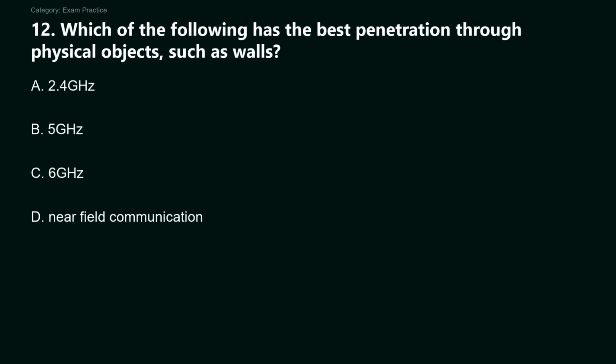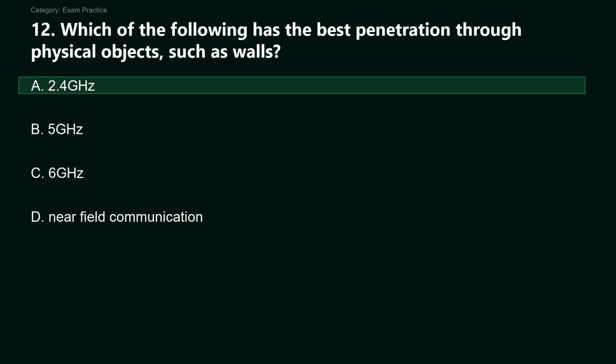Question 12. Which of the following has the best penetration through physical objects, such as walls? Option A, 2.4 GHz. Option B, 5 GHz. Option C, 6 GHz. Option D, near-field communication. The correct answer is option A, 2.4 GHz.